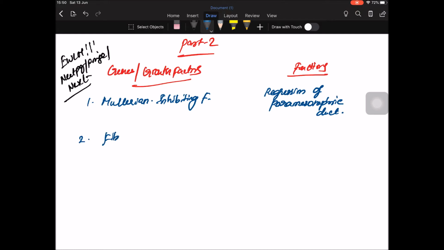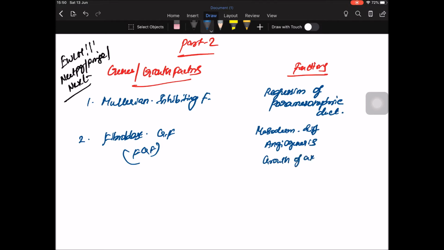The next one is fibroblast growth factor, FGF. This helps in mesoderm differentiation, angiogenesis (formation of blood vessels), growth of axon, limb lengthening, development of brain, and outgrowth of genital tubercle.